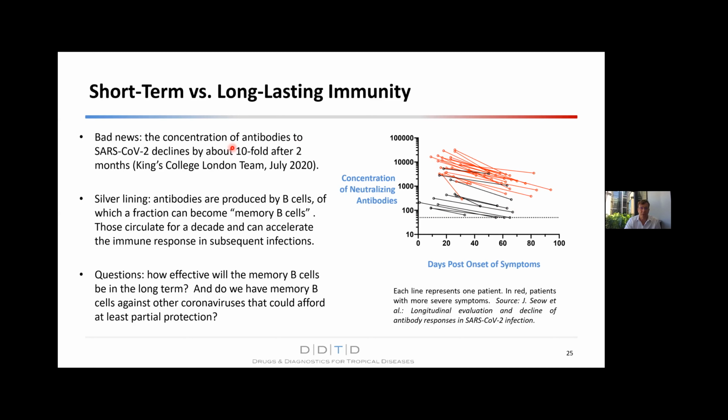So the bad news, again, is that the concentration of antibodies declines with time. The silver lining is that antibodies are produced by B cells, of which a fraction can become memory B cells. And those memory cells circulate for a decade and can accelerate the immune response if there is a subsequent infection. So the question is, how effective will the memory B cells be in the long term? And also, by the way, do we have memory B cells against other coronaviruses that could afford at least partial protection? So this is about the time course.